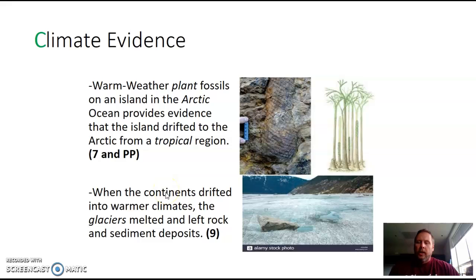Another piece of evidence. And the last one was when all of these continents drifted into warmer climates, the glaciers went with them and they melted, as you can see is actually occurring. I don't know if you can see there, but you can see the rock is all wet. It is also melting here, and it's leaving deposits of rock sediment like on the bottom to show that this was once in a warmer climate or colder climate. Okay, so the two ways there are the warm tropical plants in colder regions and the glaciers melting because of climate and leaving deposits of sediment or rock.